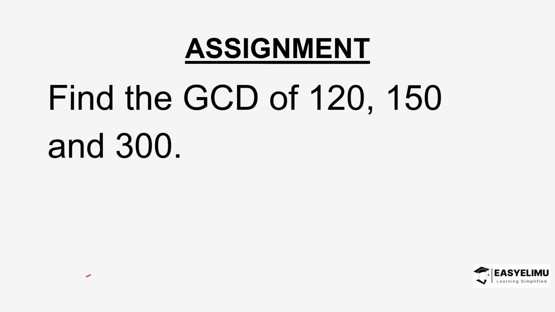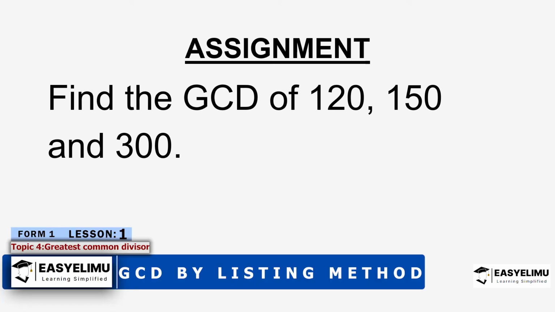We have a question here to help you with understanding. You're supposed to find the GCD of 120, 150, and 300. You can use any of the methods, or both if possible. You can always post the working in the comment section, and you'll be able to look at it and give feedback accordingly.